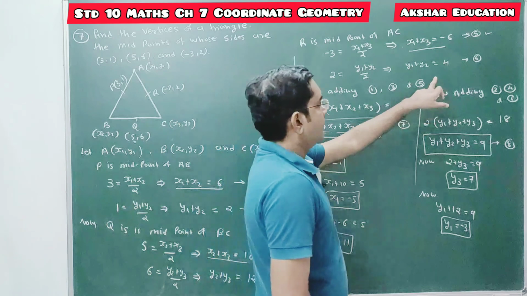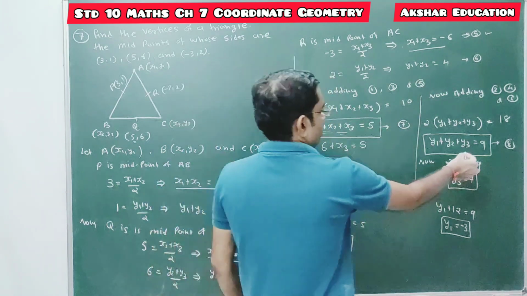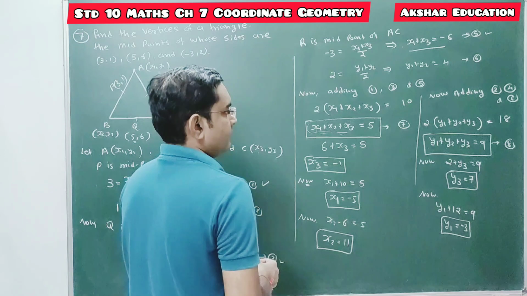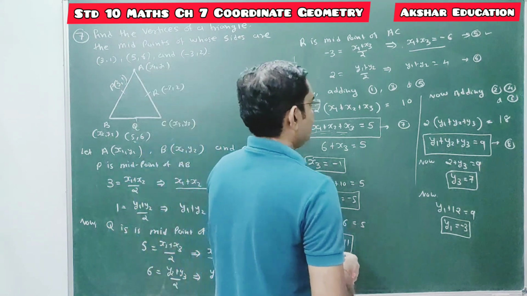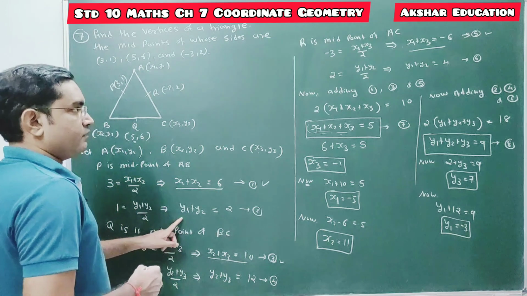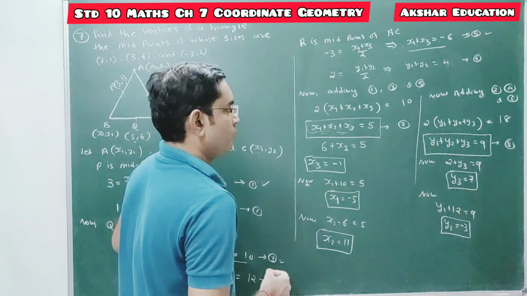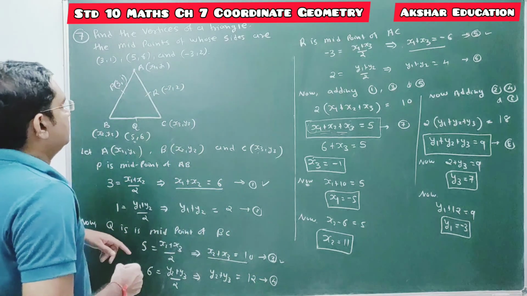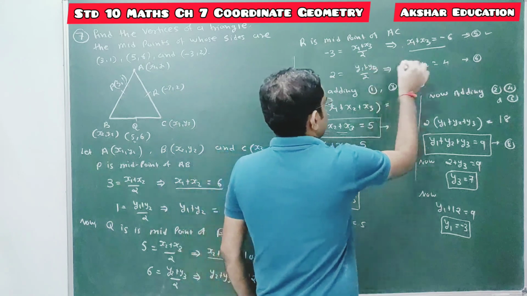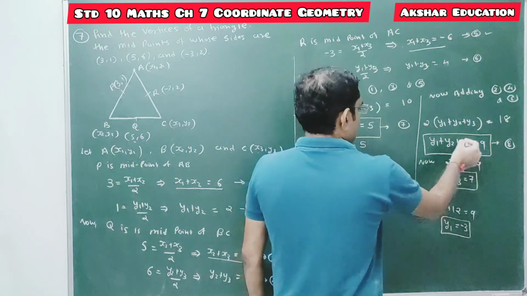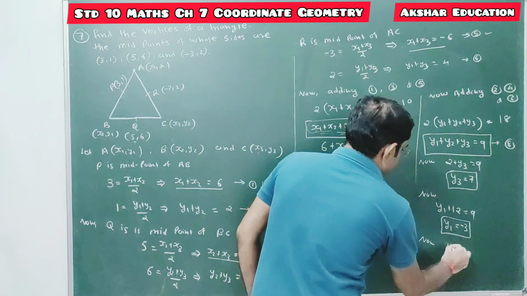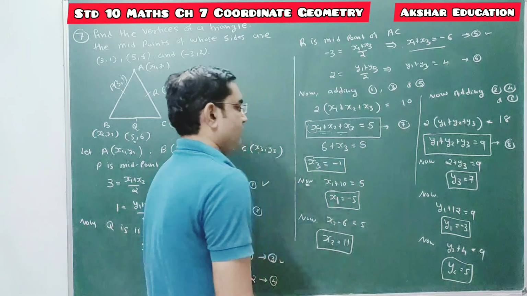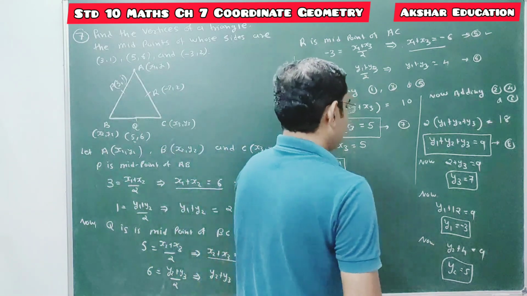So put value of equation 6, y1 plus y3, which is equal to 4. So y2 plus 4, we can write y2 plus 4 equal to 9. So y2 equal to 5. Done. So here x1, y1, x2, y2 and x3, y3 all three values are there.